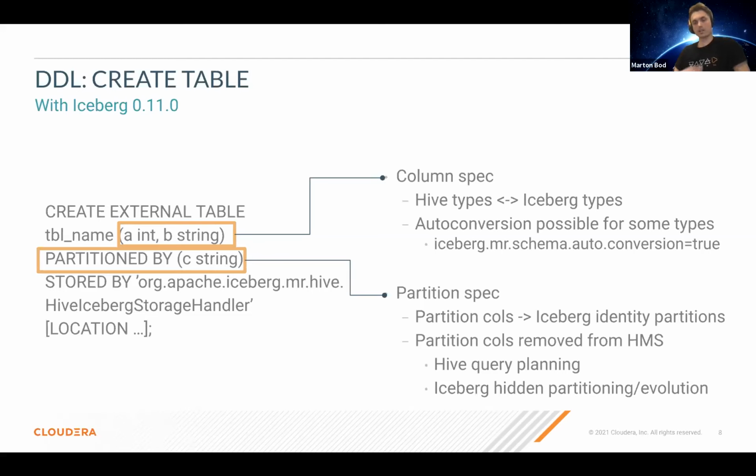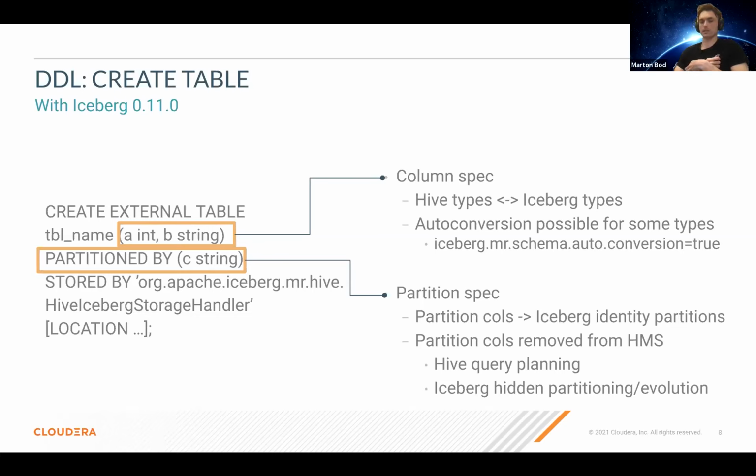Right, so the second thing that I wanted to call out is regarding the partition spec. Here I provided one column C for partitioning, and these are actually translated into identity partitions in Iceberg. Right now we have query language support for only identity partition transforms, but we are also planning to add query language support for other transform types later.